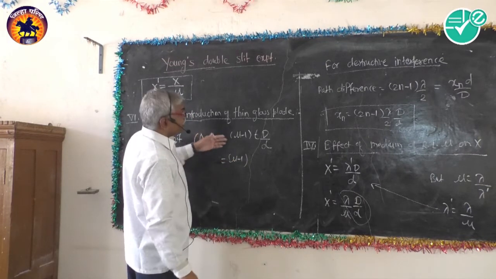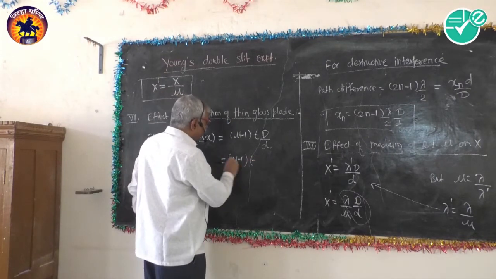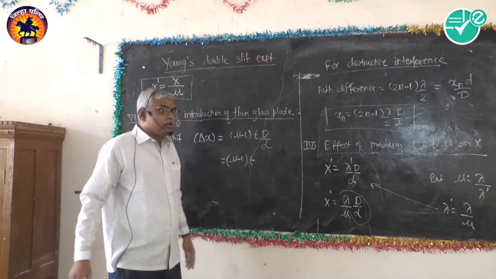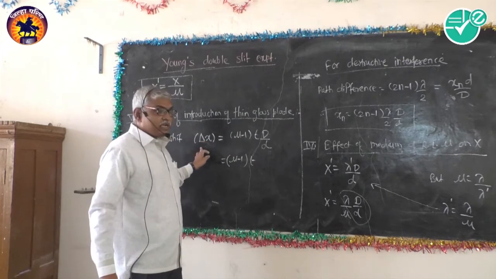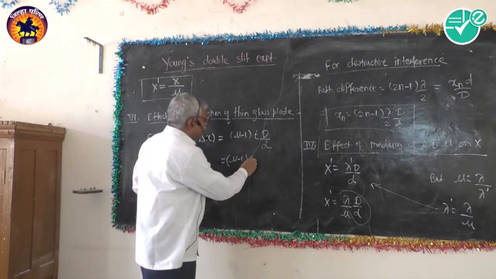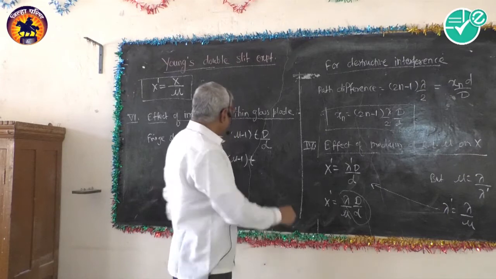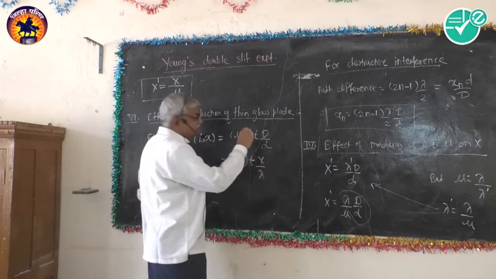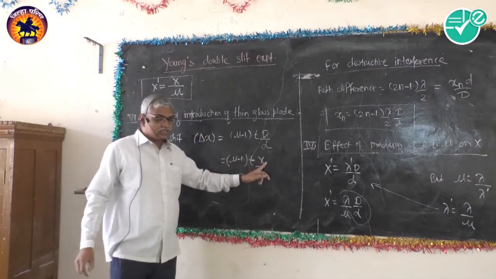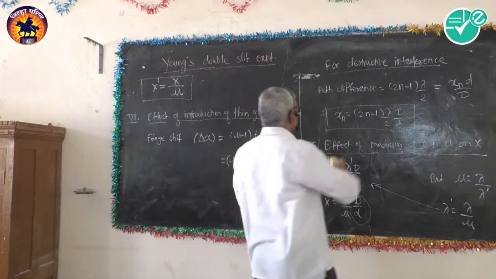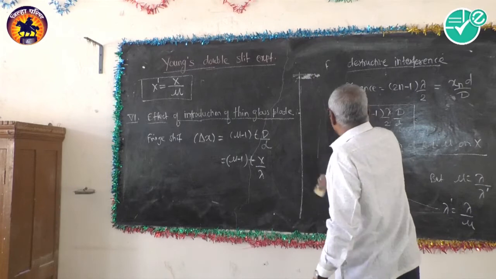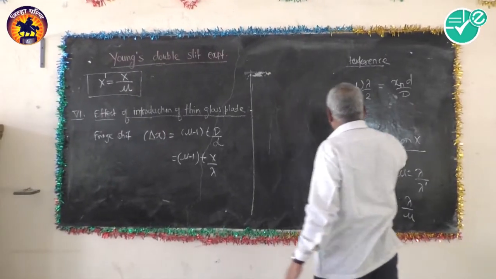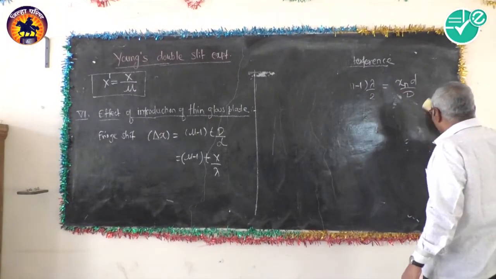From the formula for fringe width, we can also define the fringe shift, delta x, as (mu minus 1) into t into x by lambda, where x is the bandwidth or fringe width, and mu is the refractive index of that glass plate.